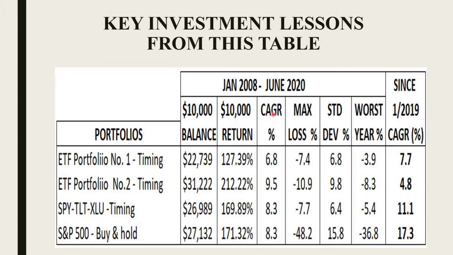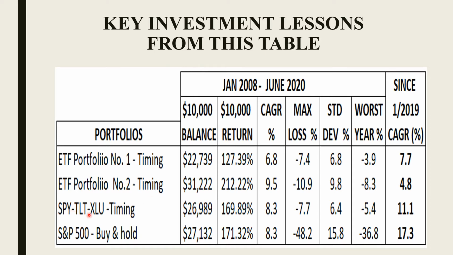This is the compound annual growth rate, which means the average growth rate during the period, the maximum loss during the period, the volatility, the standard deviation or volatility of the portfolio, and what is the worst year. This is the return from January 2009. This is a very defensive portfolio of ETFs. This is a more aggressive portfolio, more volatile as a result of ETFs.